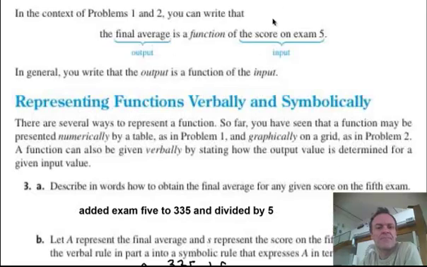Let's look at the slide. So this is just you reading the final average. The final average is a function of the score on exam 5, because all we're dealing with is what's exam 5, that's my input, and the answer is the total average. So the average depends on your score 5, so it is a function of that score. Score 5 is the input, the output is the average, the final answer.